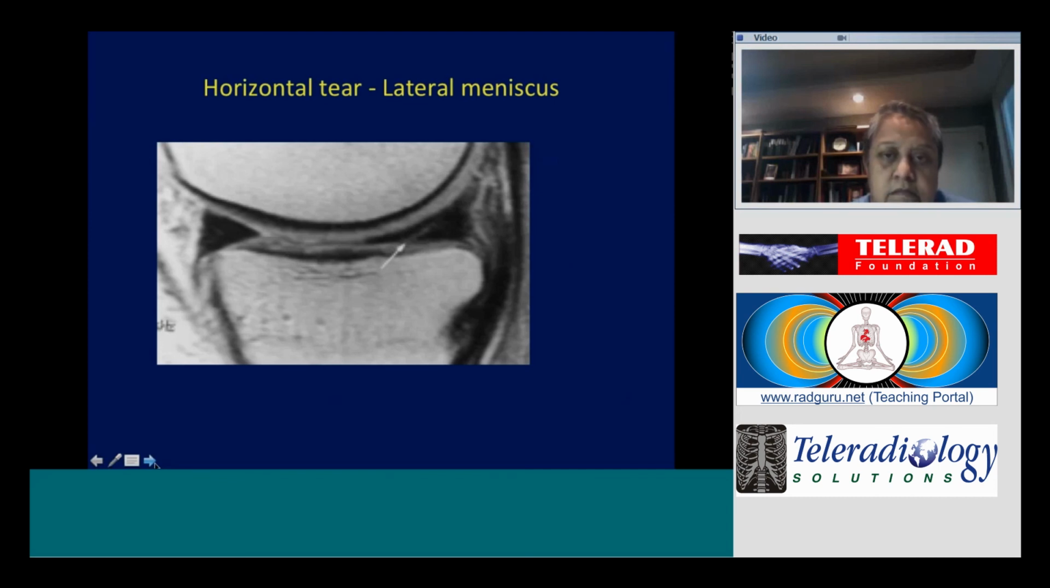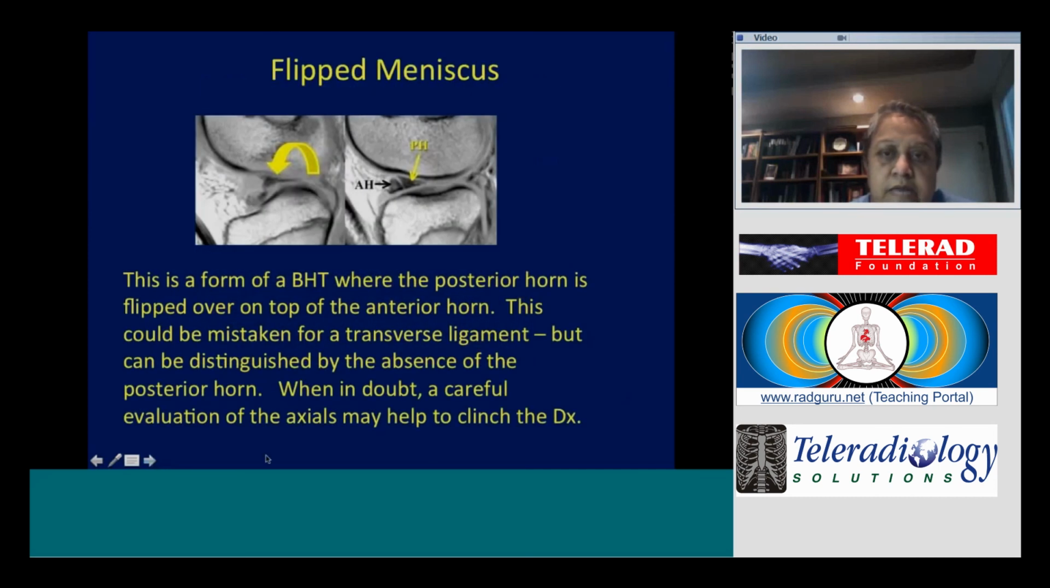Here is an example of a bucket handle tear where the posterior horn is flipped over the top of the anterior horn. This could be mistaken for a transverse ligament, but you can distinguish it by the absence of the posterior horn. So when you're in doubt, make a careful evaluation of the axials, which may help to clinch the diagnosis.